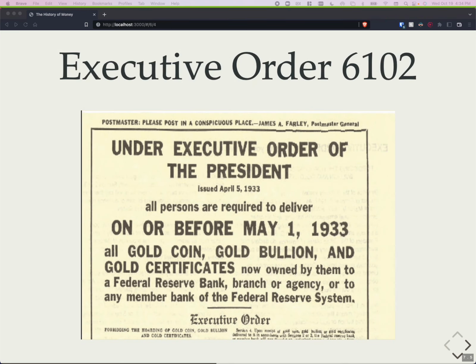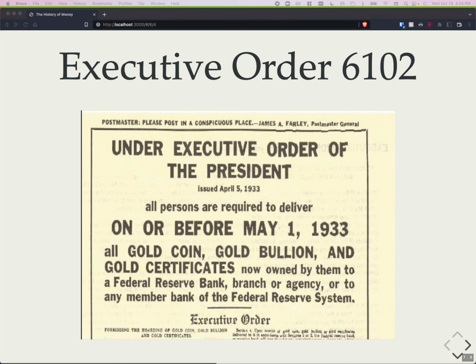So, FDR is elected, and he campaigned on fiscal and monetary policy responsibility against the interventions of Hoover. And then this led into FDR actually taking government intervention into his own hands and creating the New Deal.